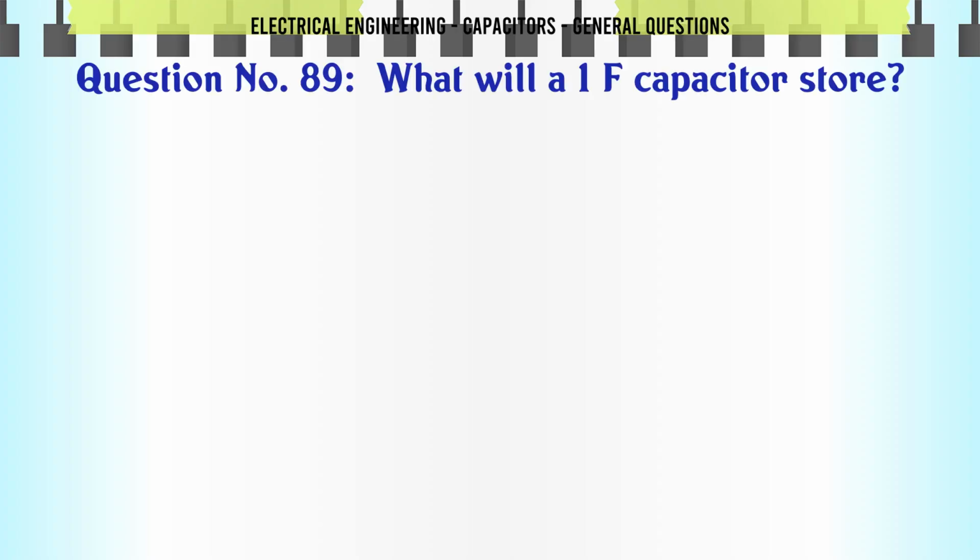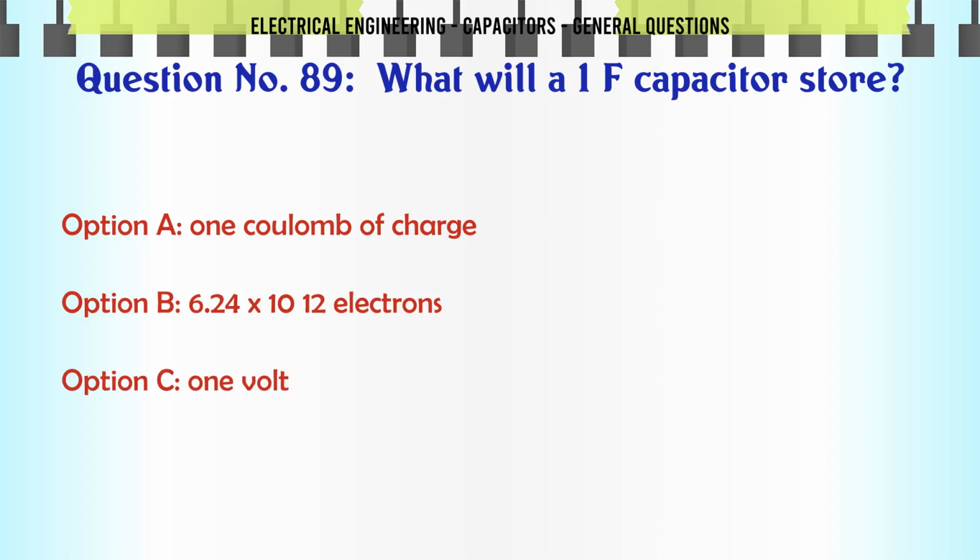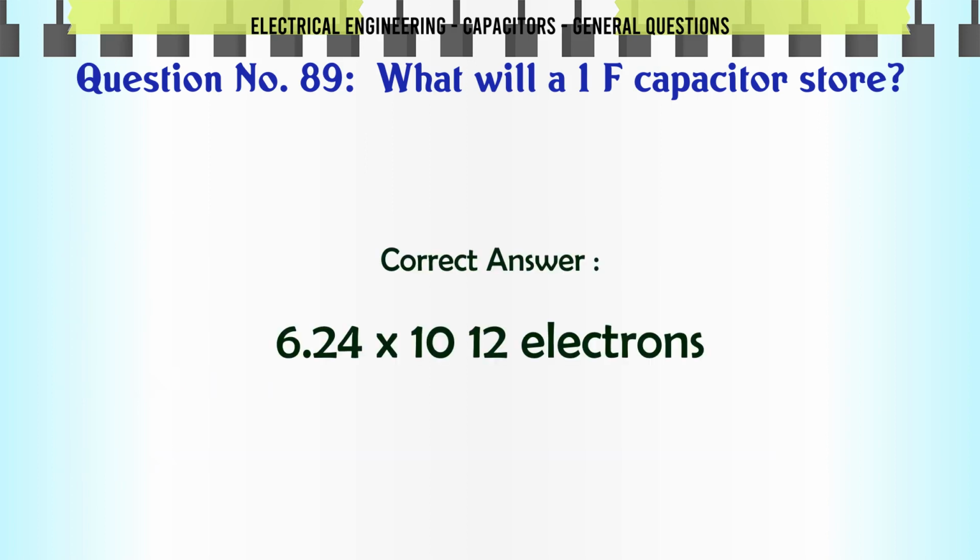What will a one-farad capacitor store? A. 1 coulomb of charge, B. 6.24 x 10^18 electrons, C. 1 volt, D. 1 A of current. The correct answer is 6.24 x 10^18 electrons.